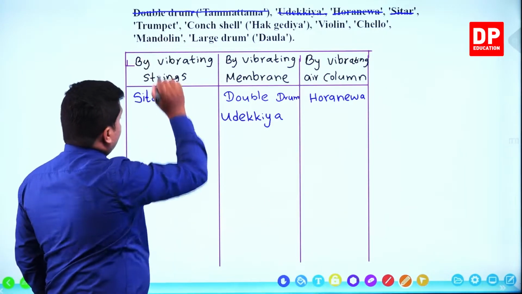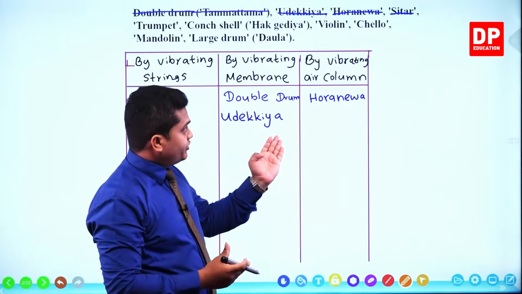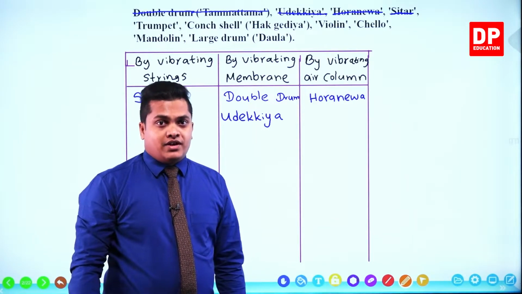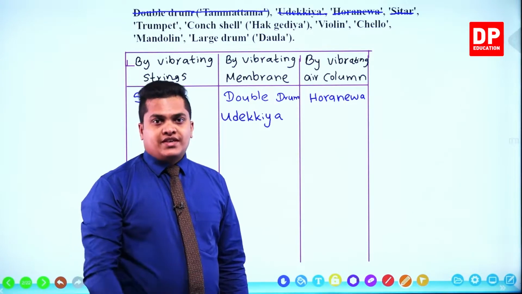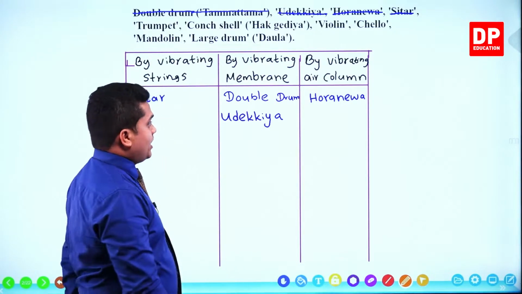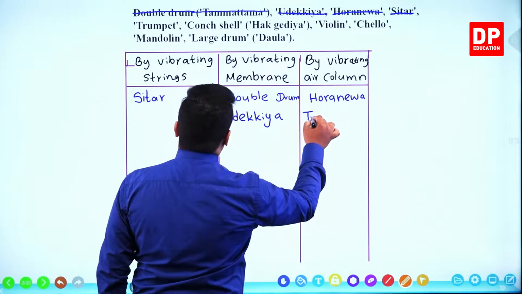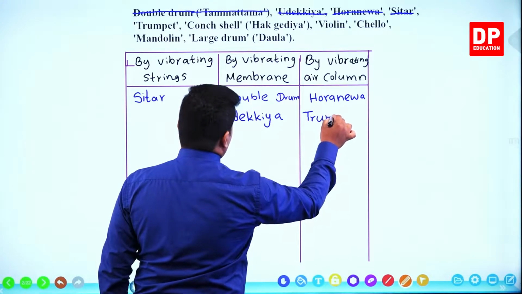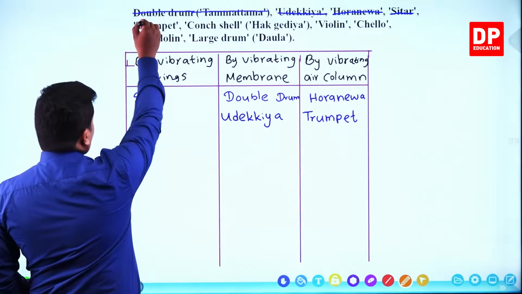Then the trumpet. So traditional trumpet is horanäva. I told you that it belongs to the vibration of air columns. Then trumpet also belongs to the same category. It produces sound by the vibration of air columns. So trumpet.